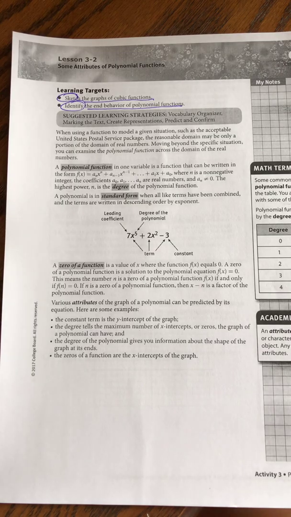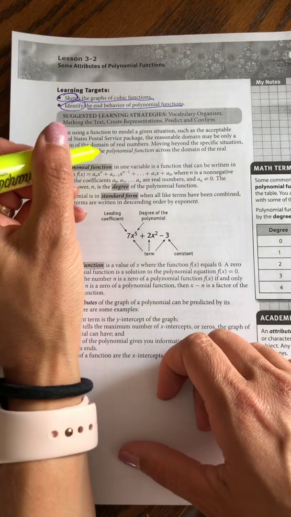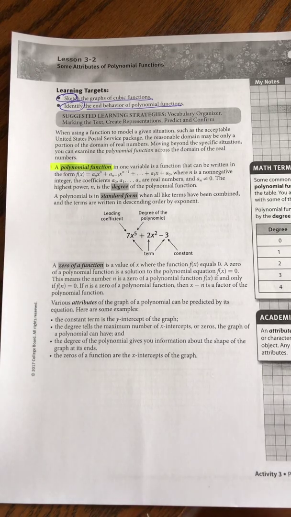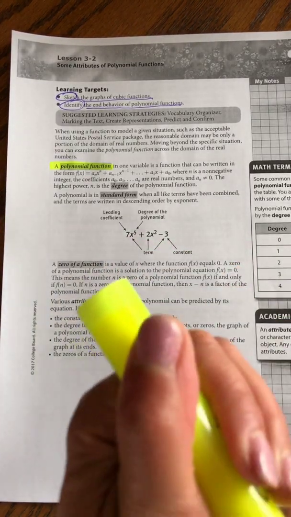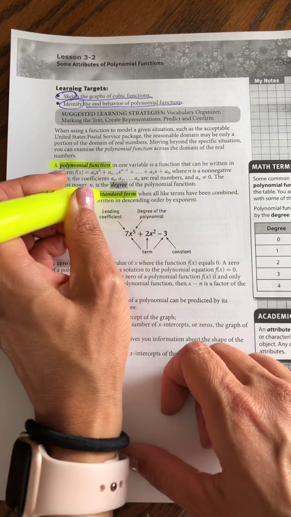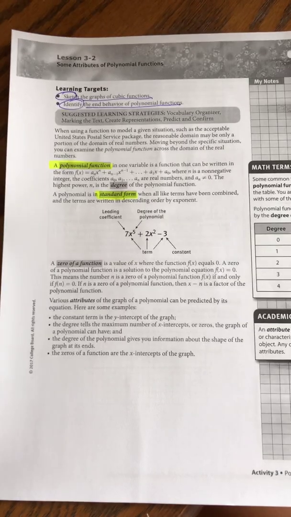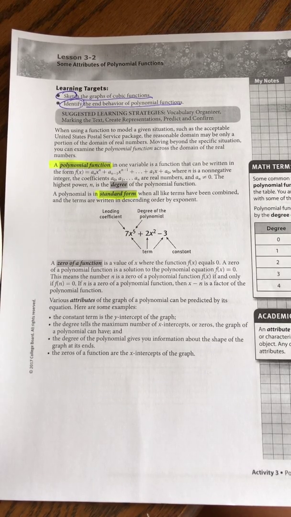So a polynomial function in one variable is a function that can be written in the form like this. I know that just looks like a bunch of mumbo jumbo, but basically it means from highest degree down to lowest degree. So let's go ahead and look at what standard form is. Standard form, like I just said, is how you always will write polynomials. They always need to be from highest degree to lowest degree from here on out, okay?